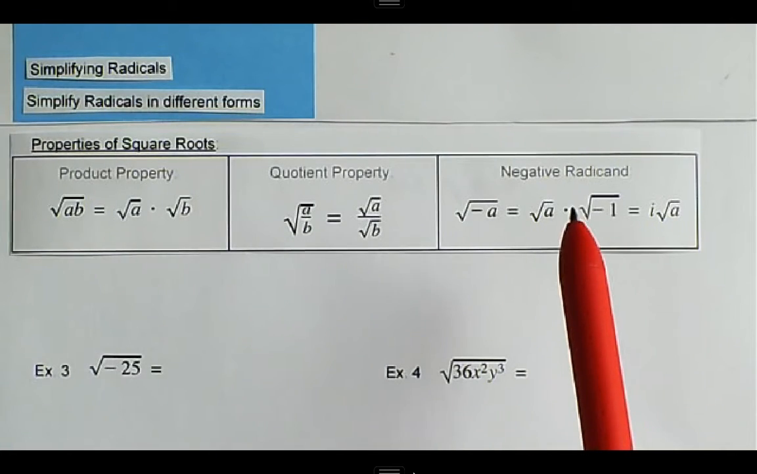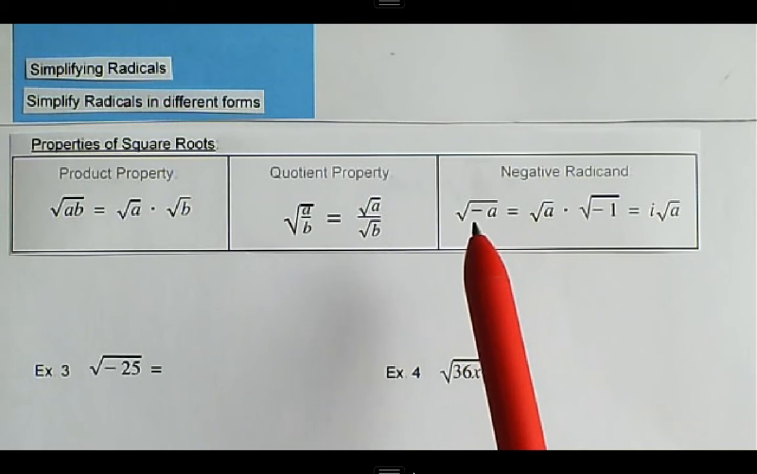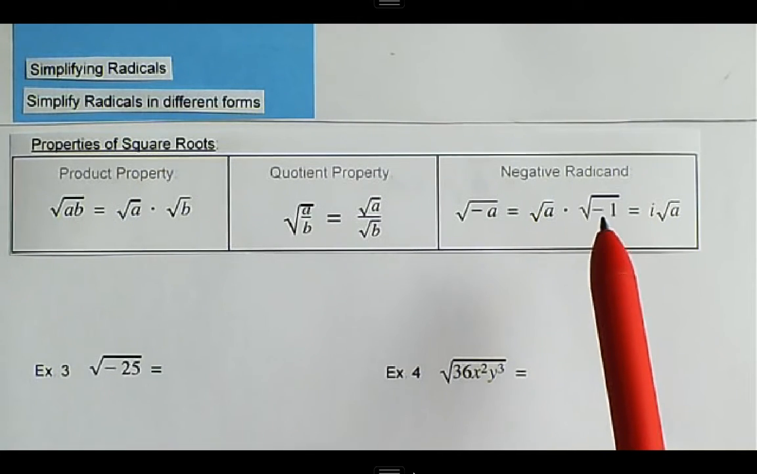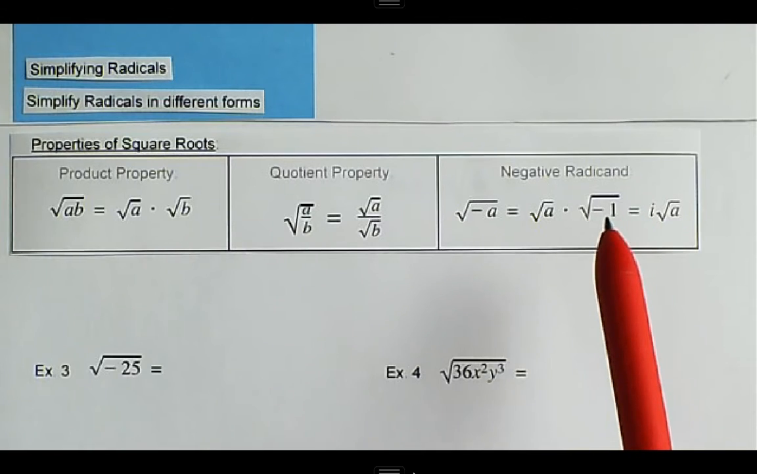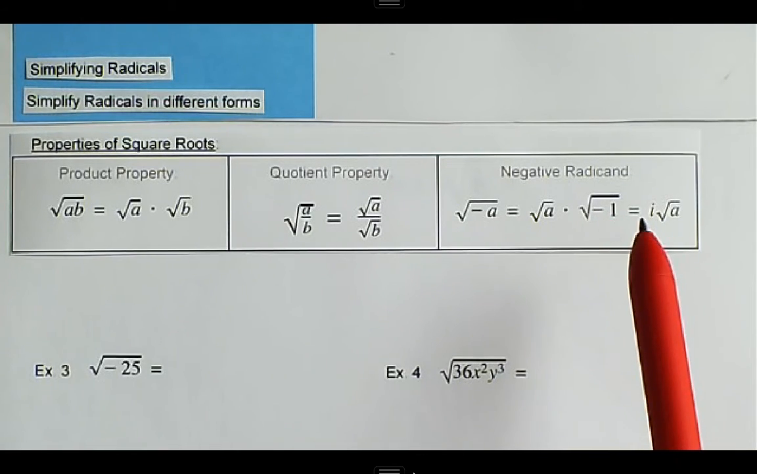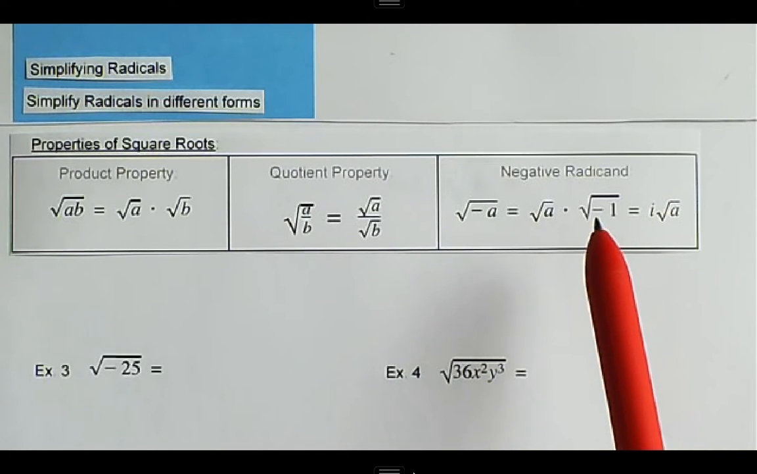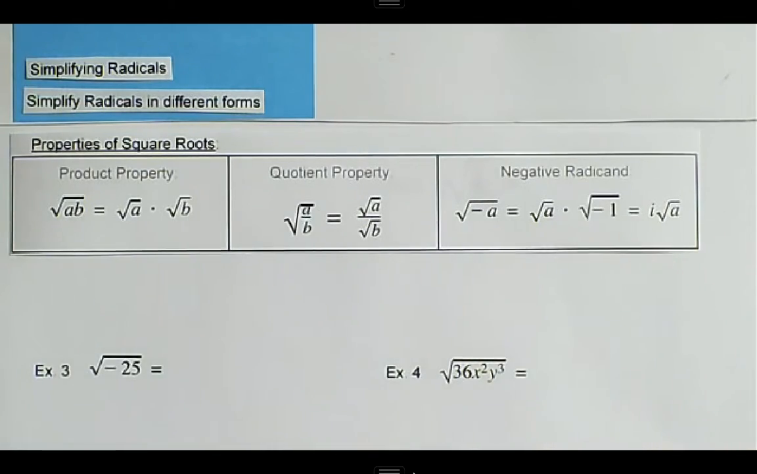And if we have a negative radicand, which means the value underneath the radical is negative, we can separate that into the square root of a times the square root of -1. The way that we can rewrite the square root of -1 is with an i in front. It stands for imaginary because we really can't take the square root of a negative, but that is a way that we can establish that.